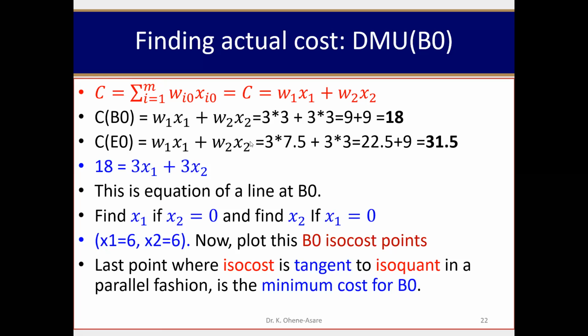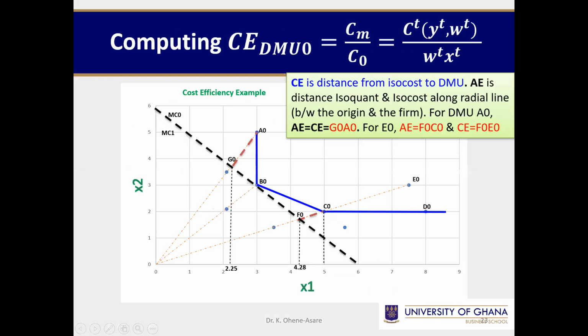That would be the minimum cost for that particular DMU. And so this is how you are able to determine the minimum cost, okay? And then for each one of them, we are able to now get a minimum cost. So in this case, we've gotten the tangency. How do we now estimate, and listen carefully here, how do we now estimate the cost efficiency?